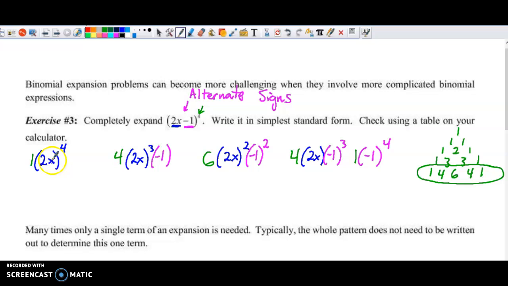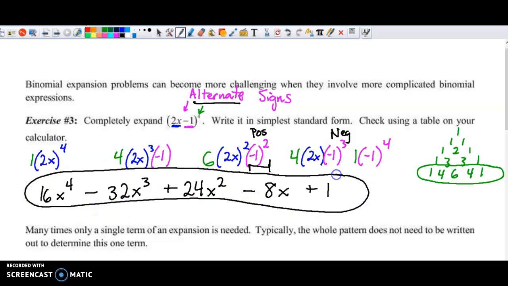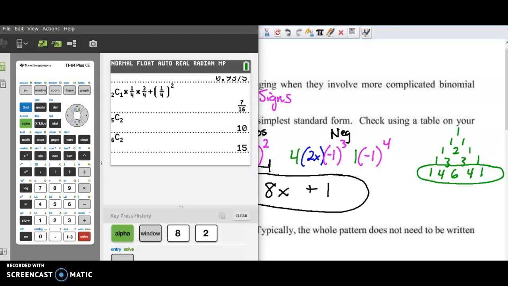So 2 to the 4th, 2, 4, 8, 16, x to the 4th. Do 2 to the 3rd next, which would be 8 times 4 is 32, times negative 1 would be negative 32x cubed. Now remember, when you square a negative, it becomes a positive. That's why you alternate signs. 2 to the 2nd power is 4 times 6 would be 24. Negative 1 to the 3rd power, that's going to be a negative. 4 times 2 is 8. And then negative 1 to the 4th would be a positive. There's your correct answer.